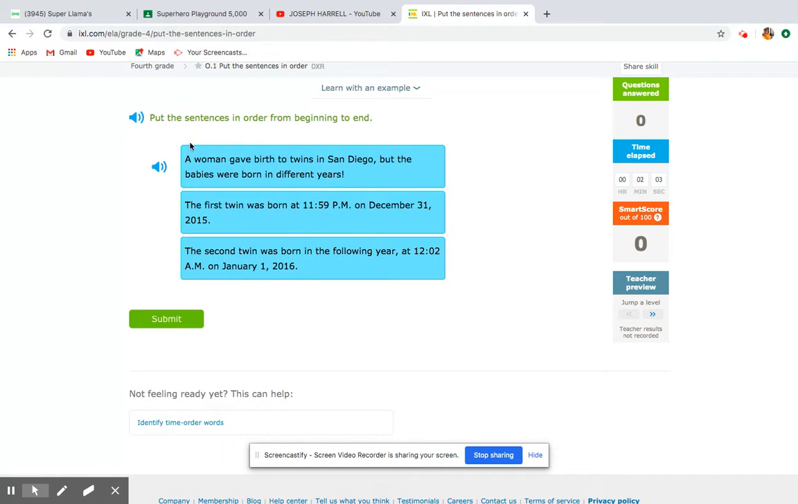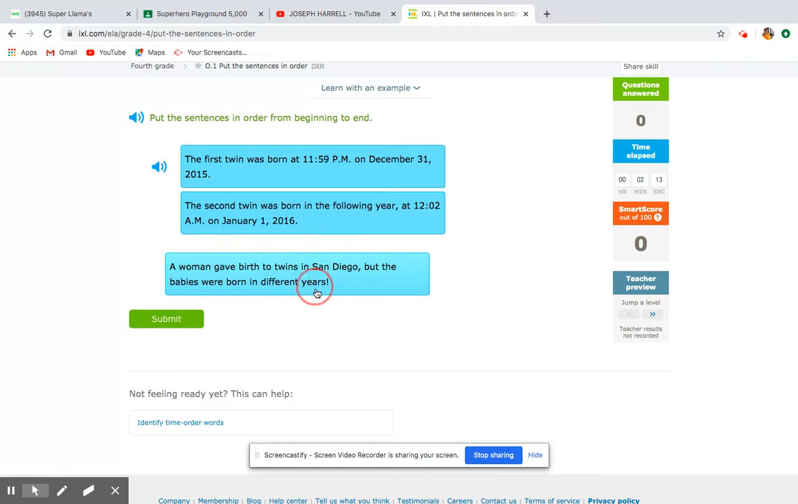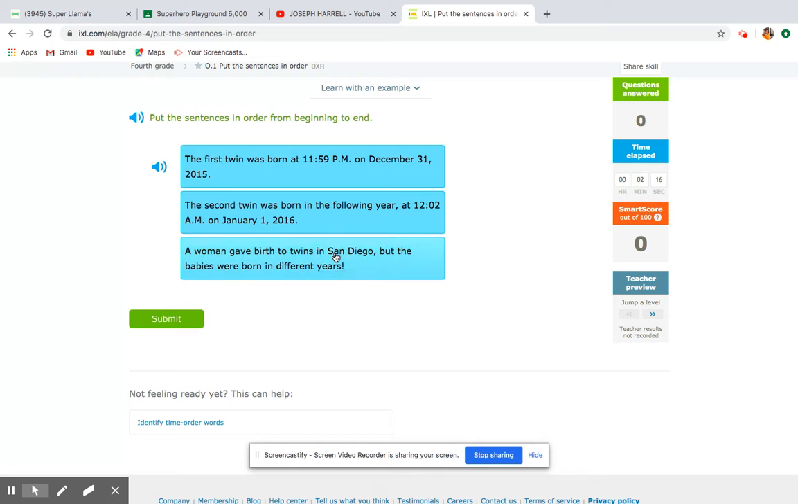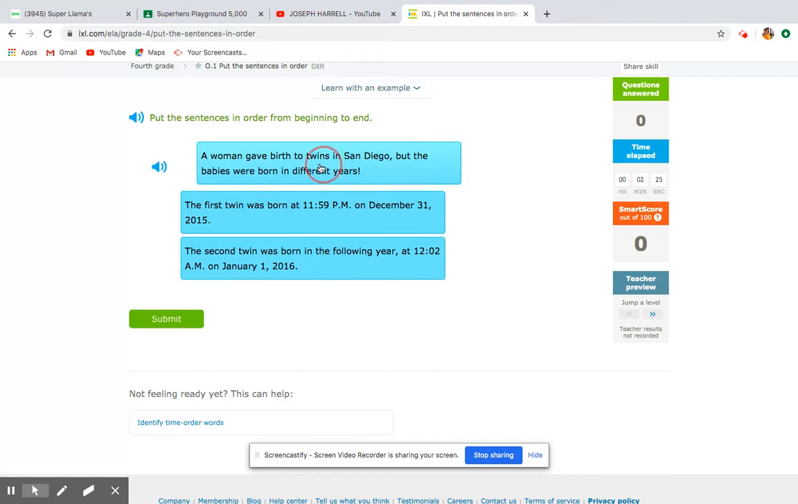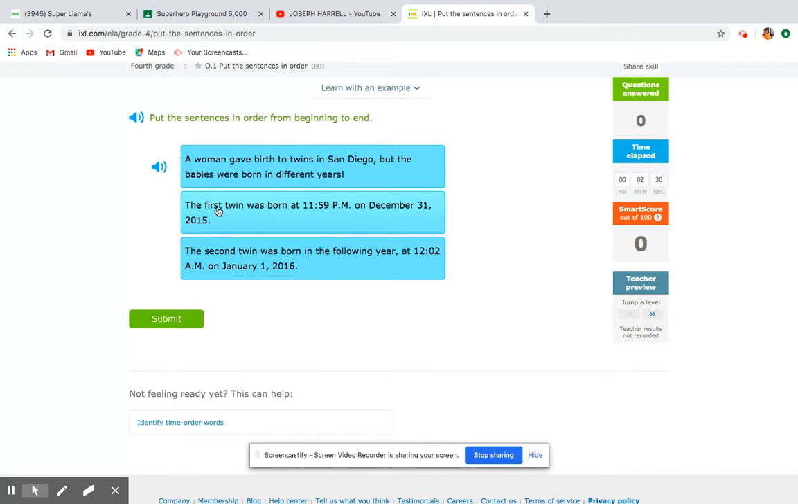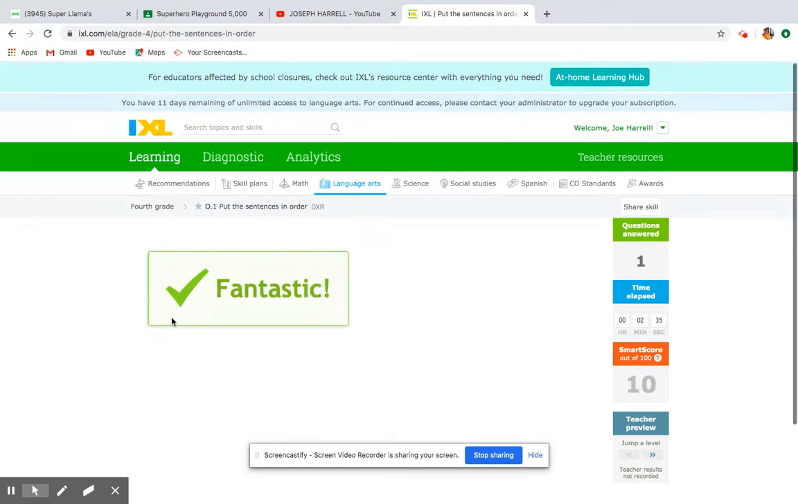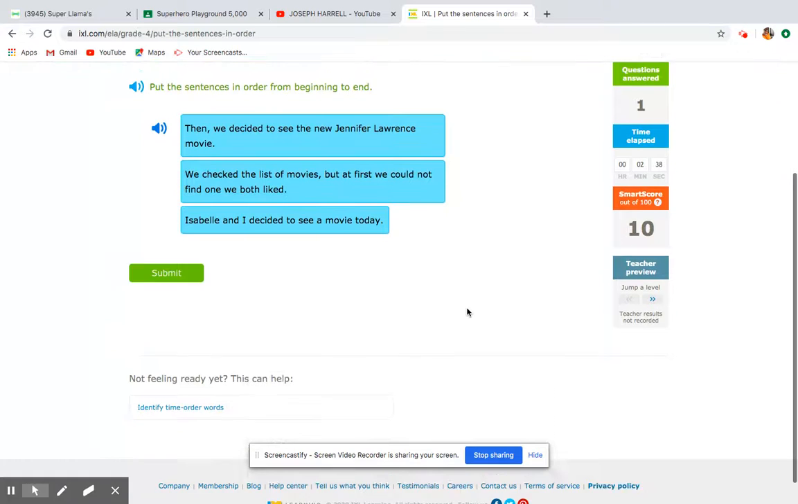Now, does it make sense for us to say a woman gave birth to twins in San Diego, but the babies were born in different years? I think it does. That could be like an introduction. I suppose it could also be a conclusion. But then, if this was your paragraph, it would have no introduction at all. So, to me, the best answer is to have the introductory sentence first, followed by the first twin, followed by the second twin. Let's see how we did. Fantastic. Let's do another one.